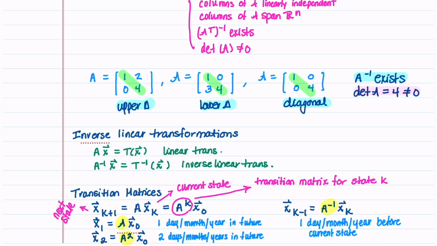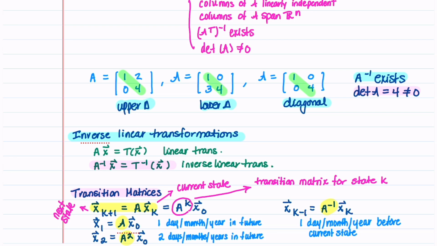We then turned our attention to inverse linear transformations, and we found that A inverse times X is equal to what we call our inverse linear transformation. Related to this inverse linear transformation, in our homework assignment, we talked about transition matrices. Okay, so I just kind of summarized these transition matrices. The formula is x sub k plus 1 is equal to A times x sub k. So x sub k plus 1 is our next state. And then x sub k is called our current state. And then A is our transition matrix.